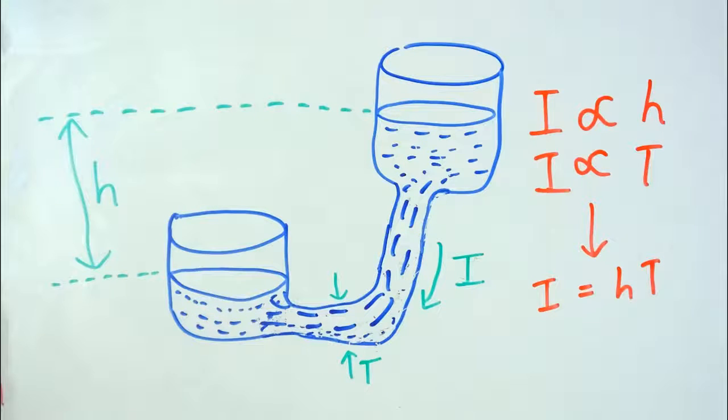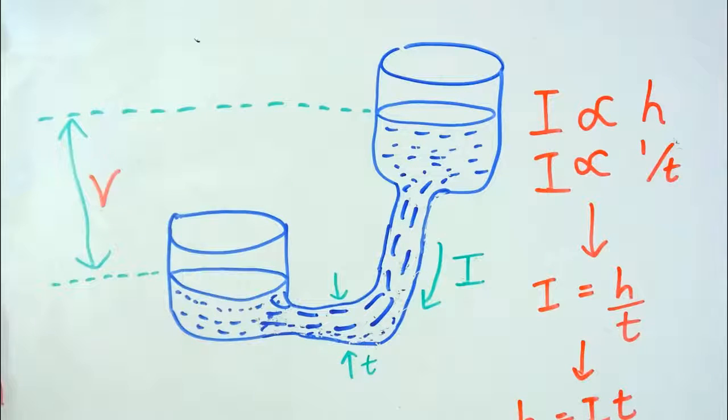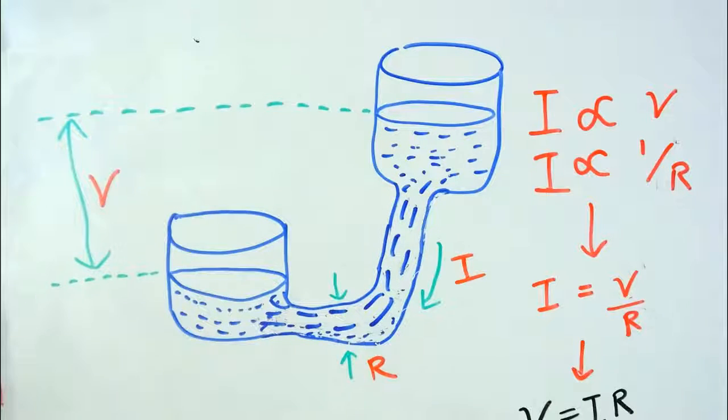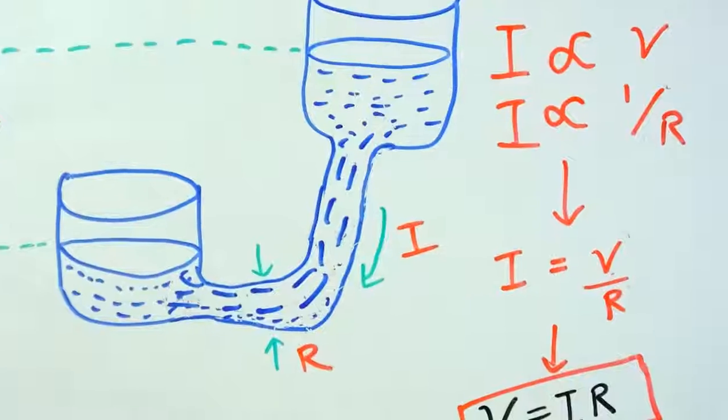But if you think of thinness instead of thickness, the current will be inversely proportional to the thinness, since the thin pipe will slow down the flow of water or resist the flow. Now this height between the glasses can be compared to the voltage between them. The current can be compared to the flow of water, and the thinness of the pipe, or what obstructs the water, can be called resistance. This gives you the famous formula V equals IR, which is Ohm's law.